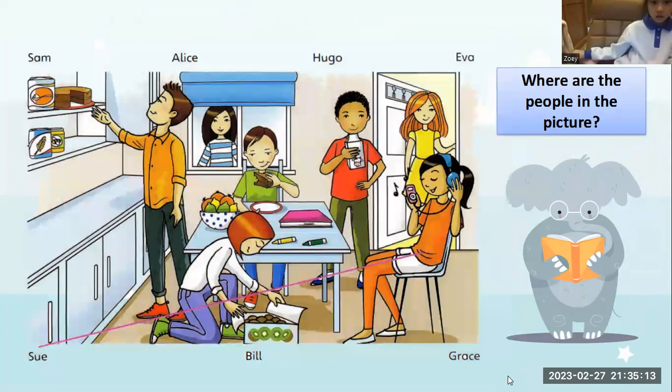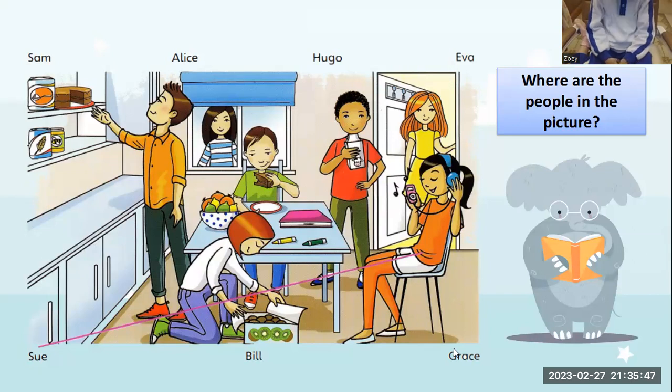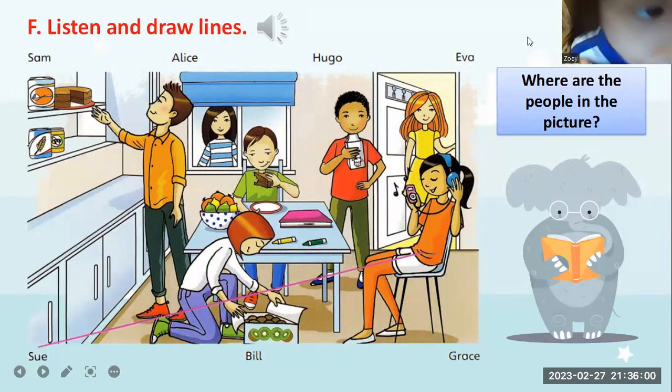So for this one, Zoey, where are the people in the picture? Where are they? 1, 2, 3, 4, 5, 6, 7. Yes, there are 7 people, but where are they? Yes, they are in the house. What part of the house? Are they in the bedroom? No. Are they in the living room? No. Are they in the kitchen? Kitchen. Yes, they are in the kitchen. So now, Zoey, I want you to listen and draw lines. Are you ready?